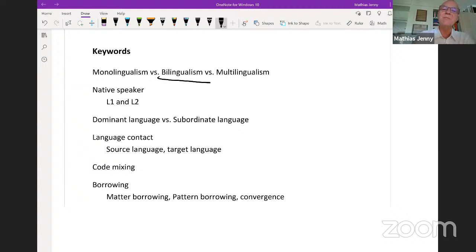Then bilingualism, I don't know why this is not staying here. Okay, something wrong with the stylus, it seems.